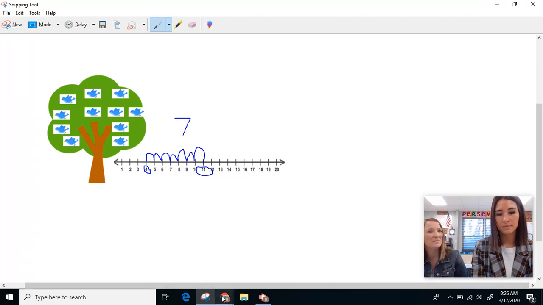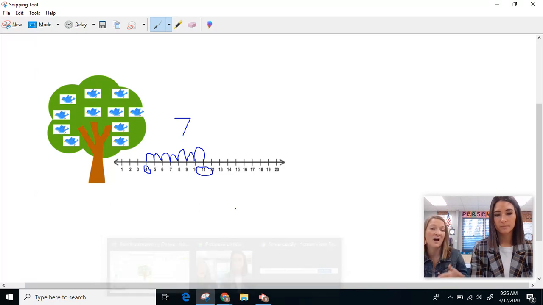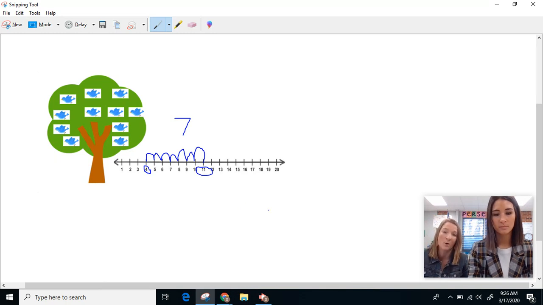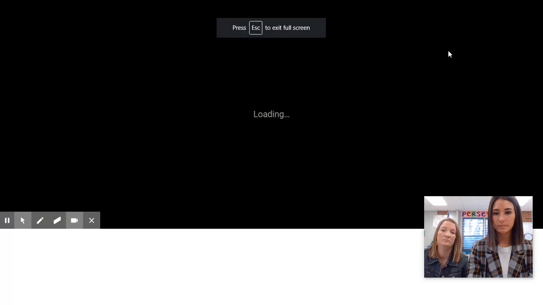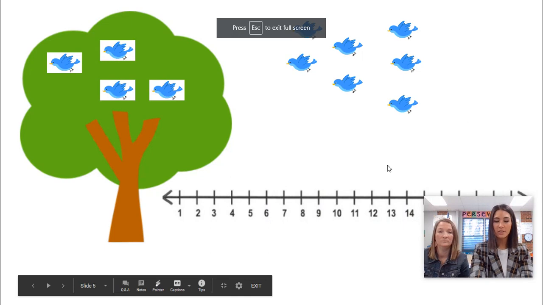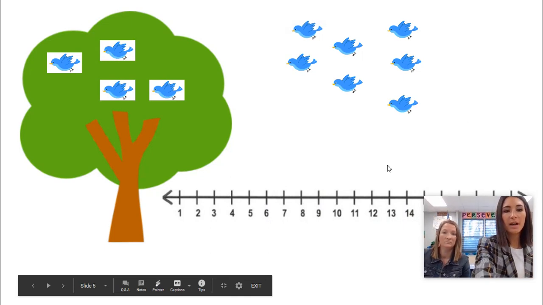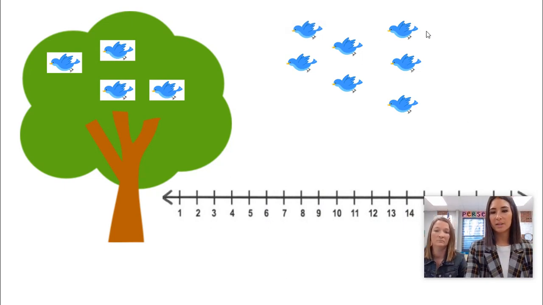Do you know, sometimes I get confused because I want to stop at the 4 hops, but I have to remember I'm going all the way to where there's 4 birds, not 4 hops. 4 birds left in the tree, right? Okay, so let me pull back up our pictures to help us. Okay, so here are our 4 birds that are left in the tree. Let's double check to see how many flew away. Let's see if it matched our problem on the number line.